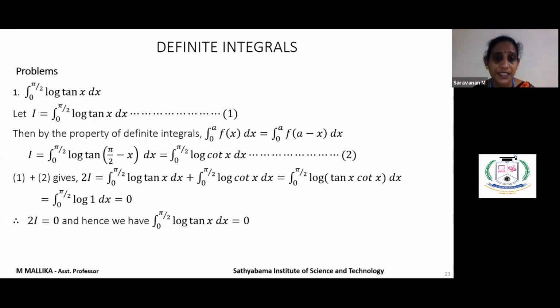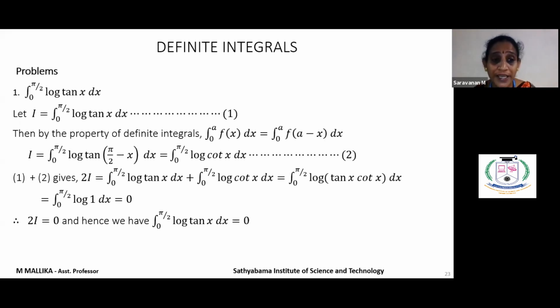Now, the beauty is that when you add the two equations, equation 1 and equation 2, you will get 2I on the left hand side, whereas on the right hand side you will get integral 0 to pi by 2 log tan x plus integral 0 to pi by 2 log cot x, which is integral 0 to pi by 2 log of tan x into cot x, using the property log m plus log n is log of mn. You will get log of tan x into cot x, and you know tan x into cot x is 1. So integral 0 to pi by 2 log 1 is 0, as log 1 is 0.